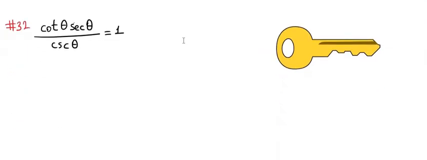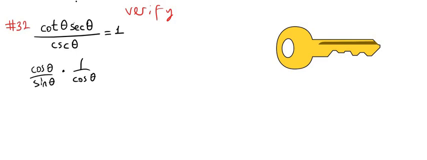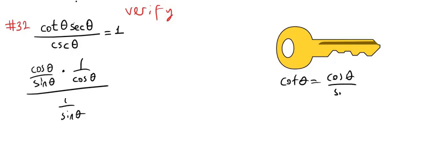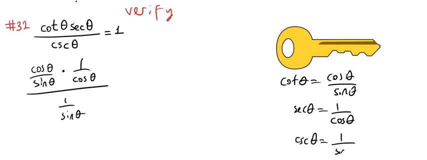Number 32. We have cotangent theta times secant theta times cosecant theta. We're going to verify that it's equal to 1. Again, let's express everything in terms of sine and cosine. Cotangent theta is cosine over sine. Secant is 1 over cosine. Cosecant is 1 over sine. Cotangent is cosine over sine by the quotient identity. Secant is 1 over cosine by the reciprocal identity. And cosecant is 1 over sine by the reciprocal identity.